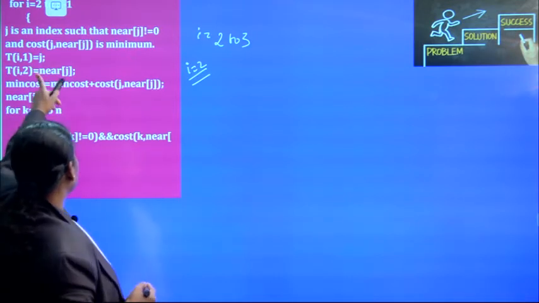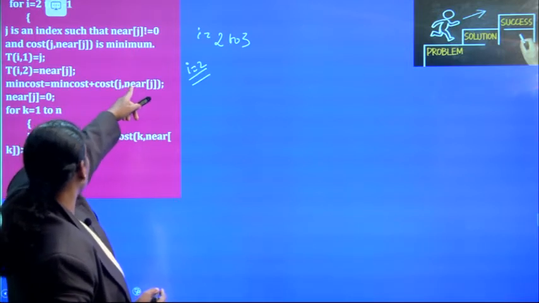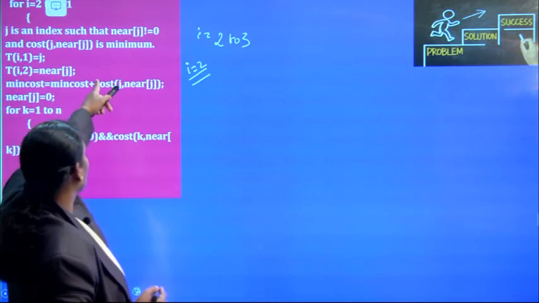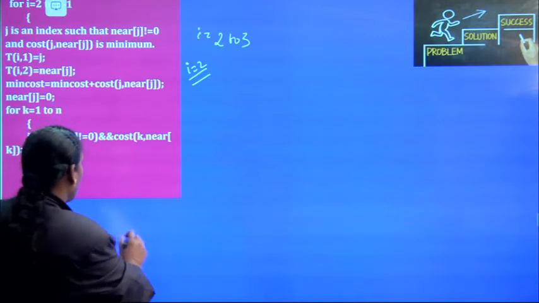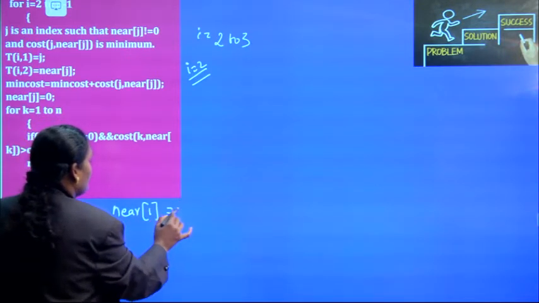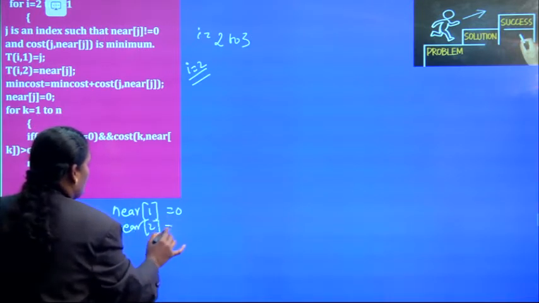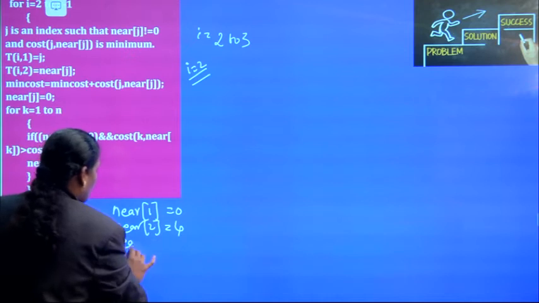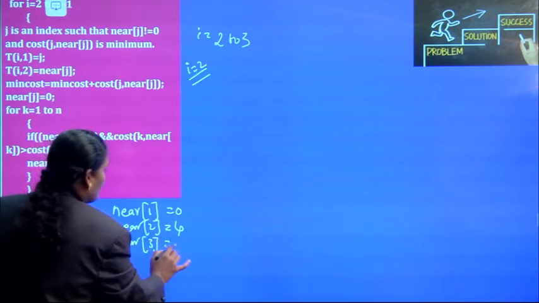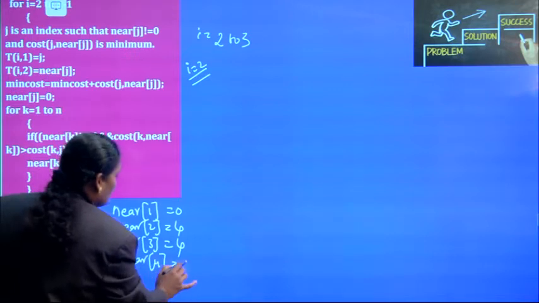What do I need to do? J is an index such that near j is not equal to 0 and cost of j comma near j is minimum. Now I am going to write the near values here. Near of 1 is 0, near of 2 is 4, near of 3 is also 4 and near of 4 is 0.